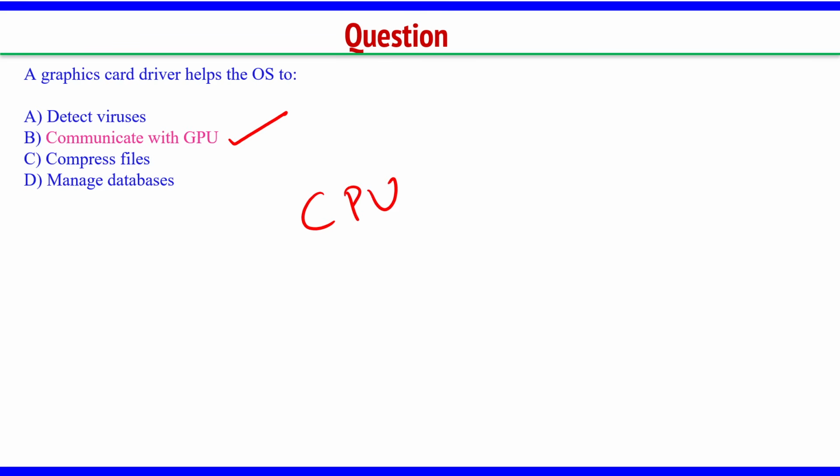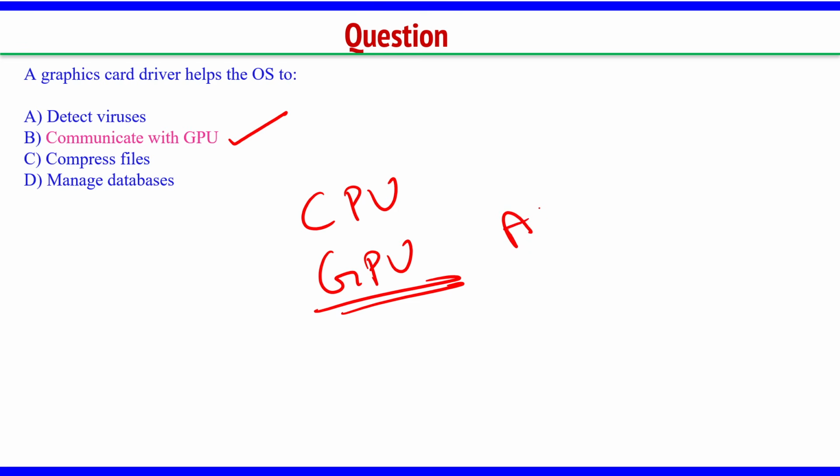CPU means central processing unit. GPU means graphical processing unit. Okay, graphical processing unit, right? So you need a graphics card driver to do that task for you. Maybe you can also study about CPU and GPU. Right? Graphics processing unit is GPU.